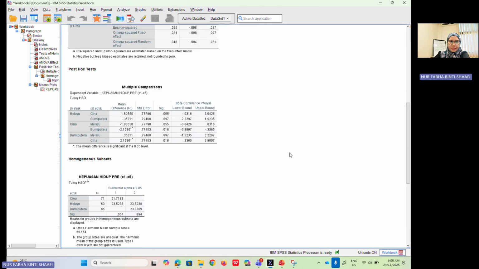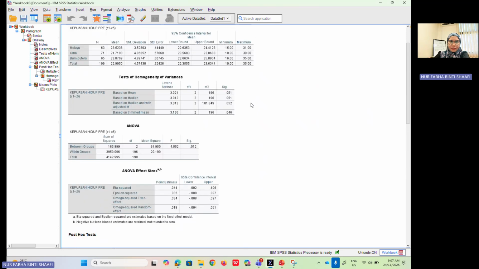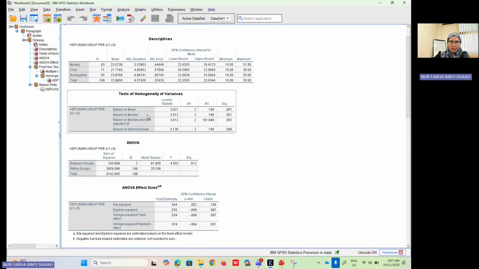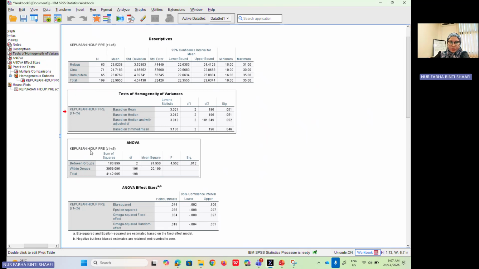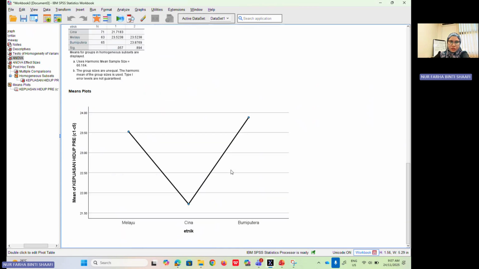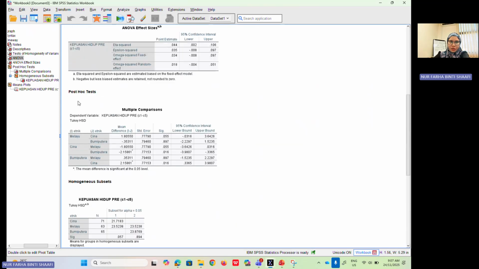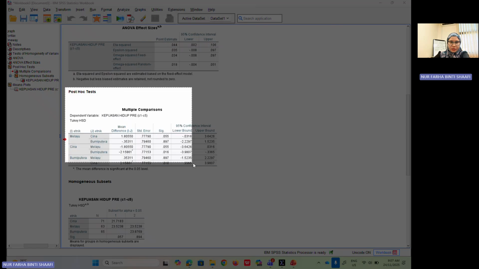Now, if you realize, the ones at the bottom here, the descriptive table, the test of homogeneity of variance table, and also the ANOVA table, are the ones that you analyzed and received the output for earlier, right? So we will no longer look at these tables, but you just scroll down until you find the table named post hoc test. For here, I will screenshot it for you.